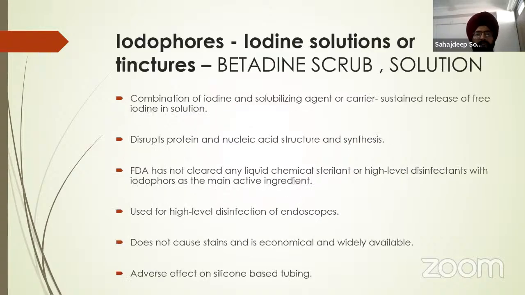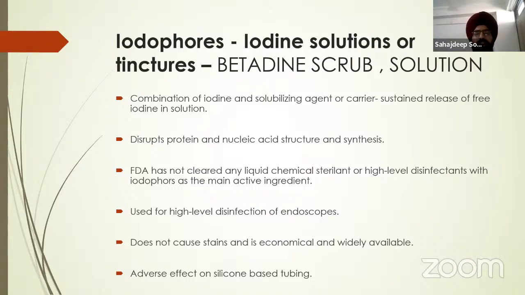Then comes iodophores, which includes the iodine solution or tinctures. If the iodine solution has a detergent in it, then it is called betadine scrub. And if it has no added detergent, it is called betadine solution. A combination of iodine and a solubilizing agent or a carrier is used in these iodophores. It causes sustained release of free iodine in solution, which causes disruption of protein, nucleic acid structure, and synthesis.